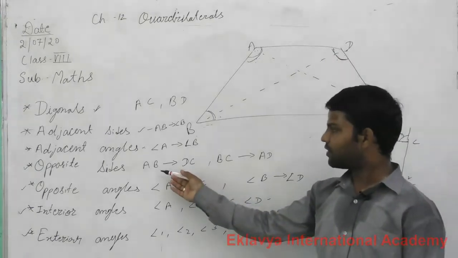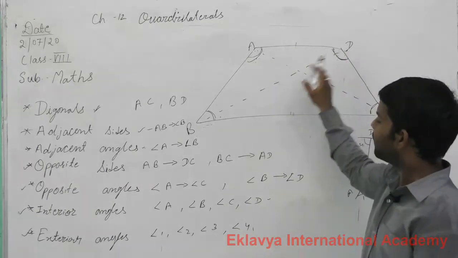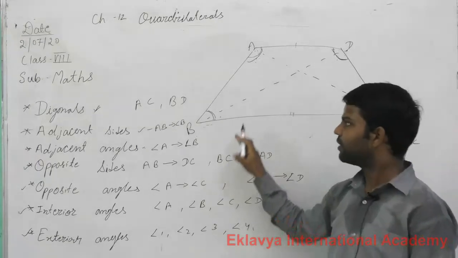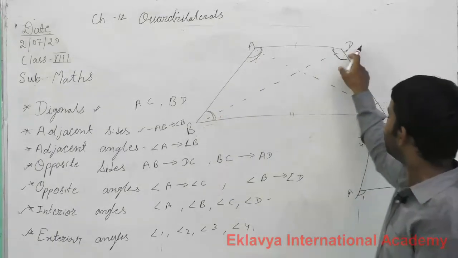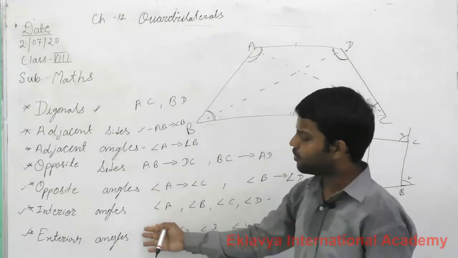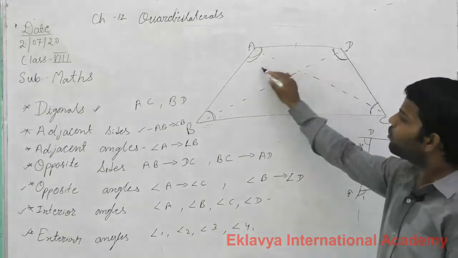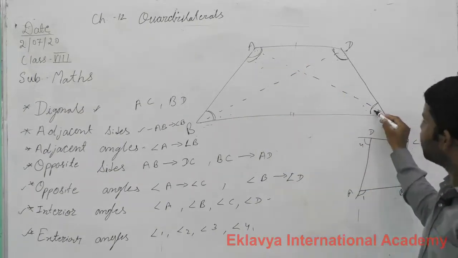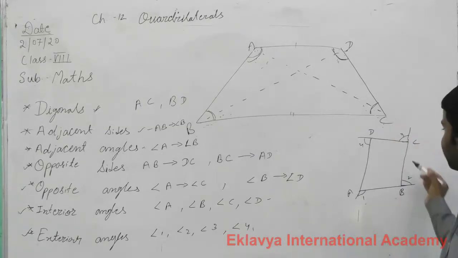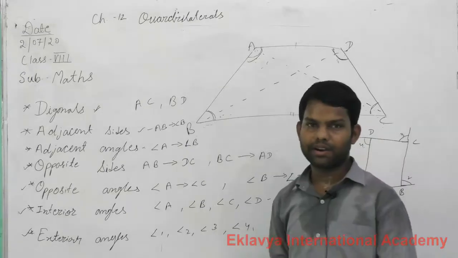Next is opposite side. In the figure we have first pair of opposite sides is AD is opposite of BC. Second is AB is opposite of DC. Similarly, opposite angles, interior or exterior angle. In the figure we have two pairs of opposite angles. Interior is inside of the figure and exterior is outside of the figure. So we say these are parts of quadrilateral.